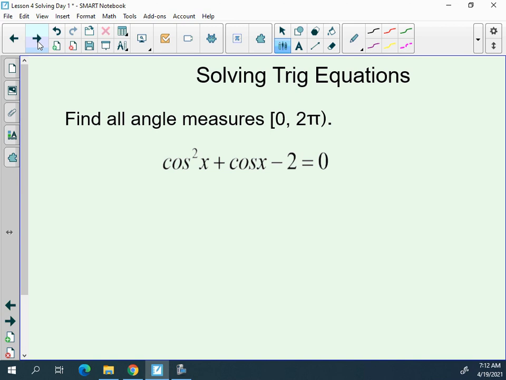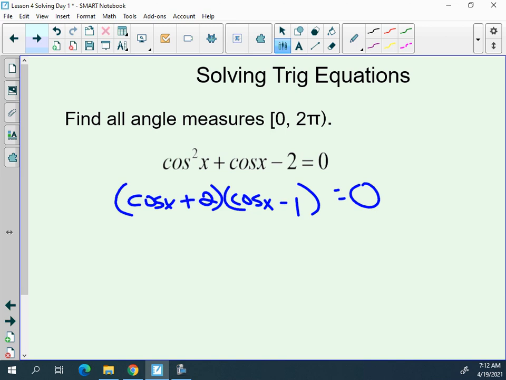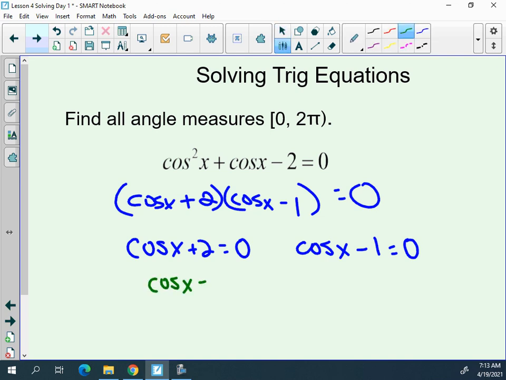All right, last problem here. So again, we've got a trinomial. Let's factor it. So I've got cosine x and cosine x. I've got a 2 and I've got a 1. And then it's going to be a positive 2 and a negative 1 to get me that positive 1 cosine x. So now we're going to set cosine x plus 2 equal to 0 and cosine of x minus 1 equals 0. All right, we're going to subtract 2 here, so we get cosine of x equals negative 2. And we're going to add 1, and we get cosine of x equals 1.